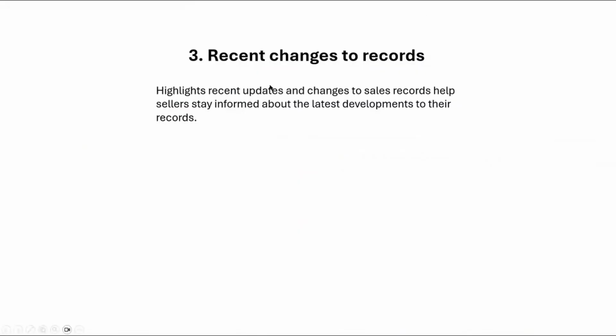Now we are moving to the third feature, recent changes to records. With the help of this feature, sales team members will get the recent updates, changes, details to their sales record. It will help them to stay informed about the latest developments to their records.